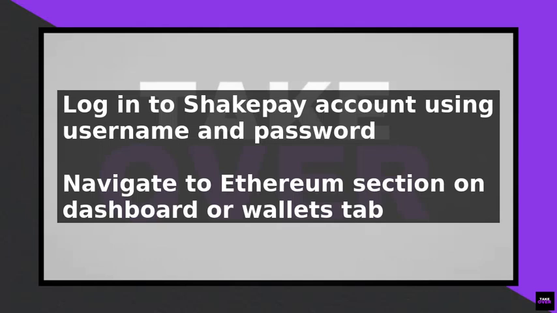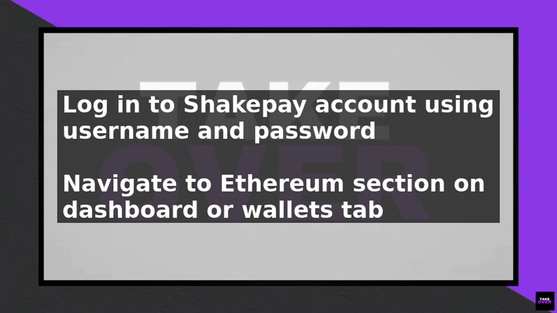To send Ethereum from Shakepay, you need to have an account and some Ethereum in your Shakepay wallet. First, log into your Shakepay account using your username and password. Once you are logged in, navigate to the Ethereum section of your account. This is usually found on the dashboard or under the Wallets tab.